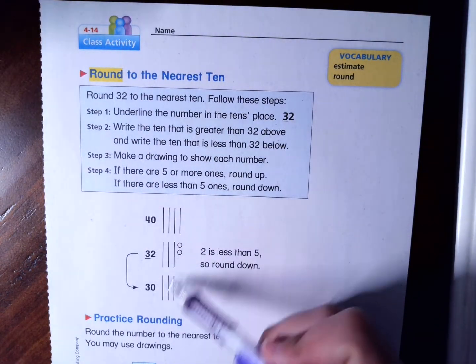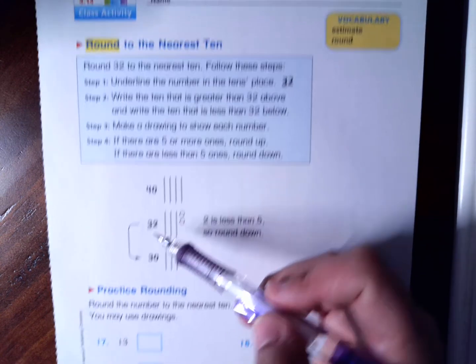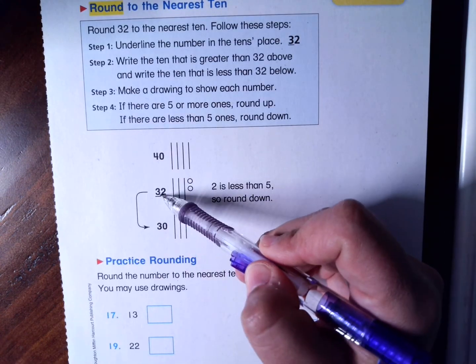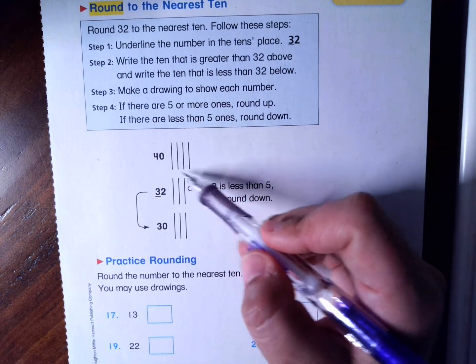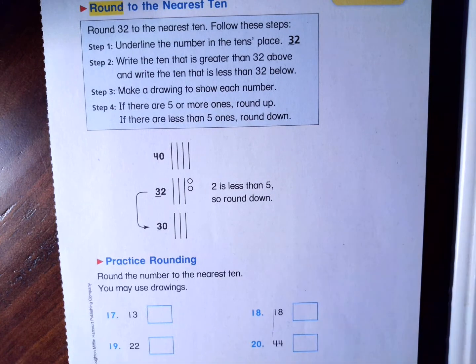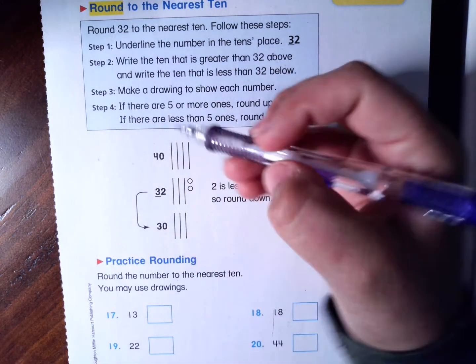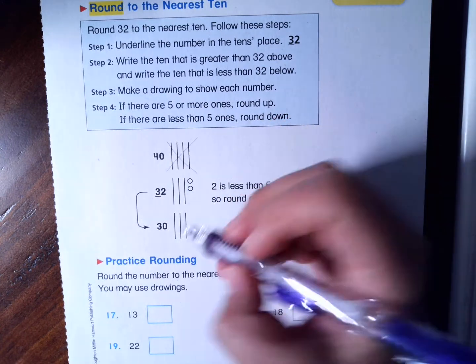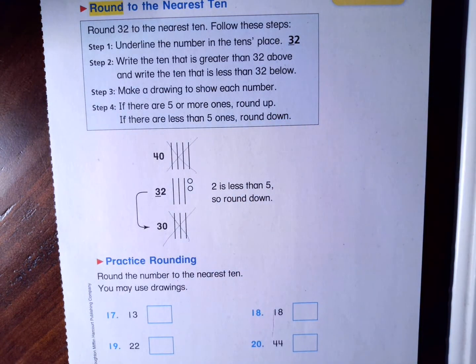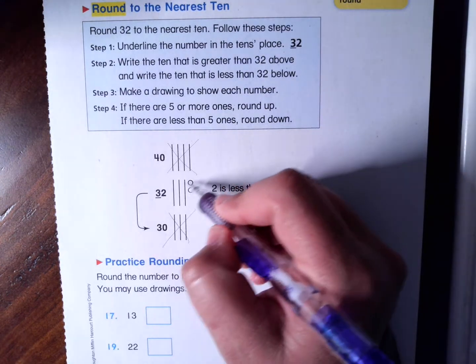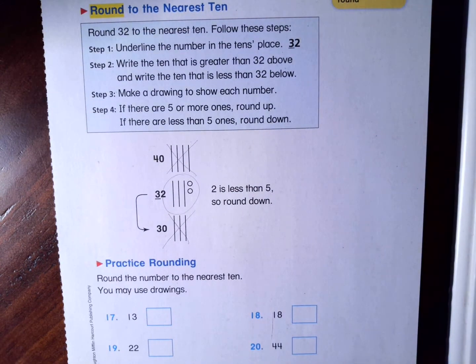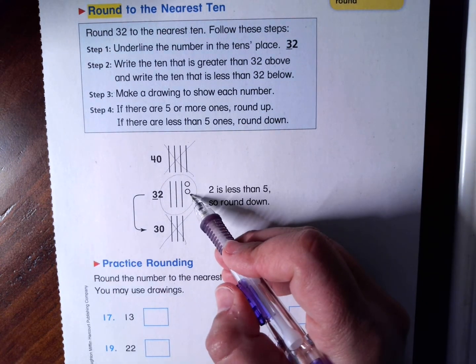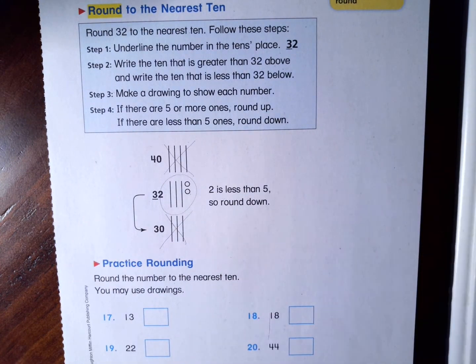And you can see the example right here. So they underlined the 3, sorry. They wrote 30 and they wrote 40. They'd like you to make a drawing to show each number. Now, I personally think that drawing the 30 and the 40 is kind of a waste of time. I do think that just drawing 32 can be helpful. So if you draw 32, here is where the rounding comes in.